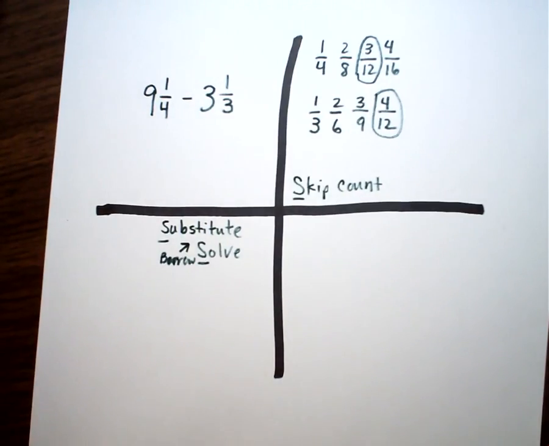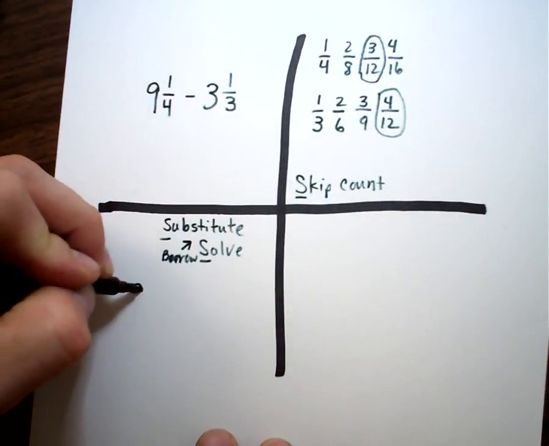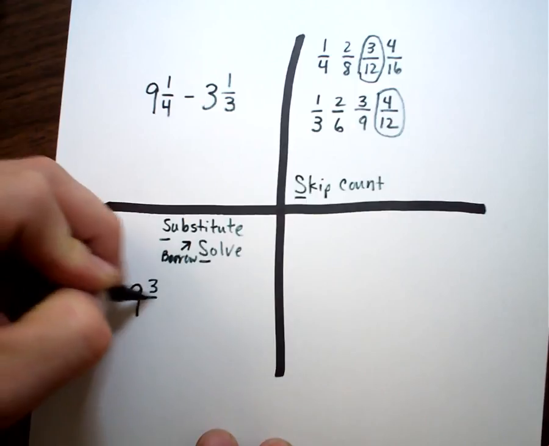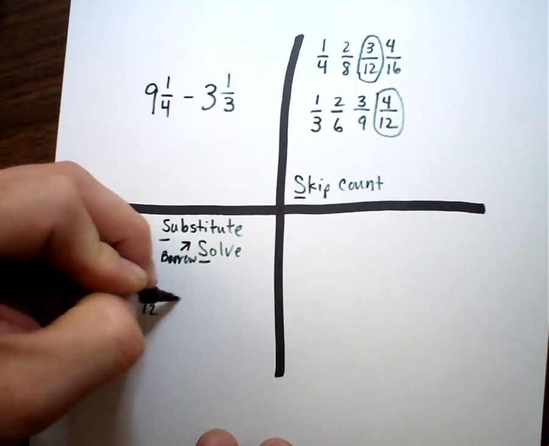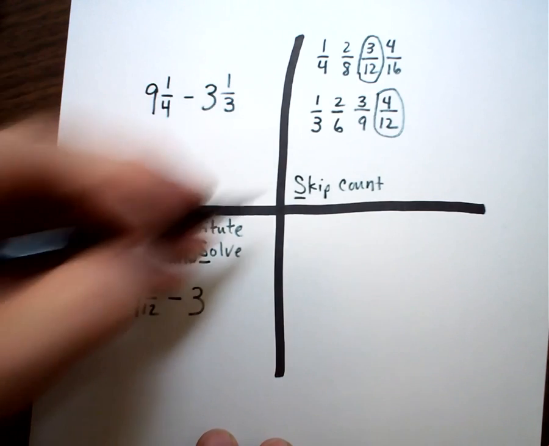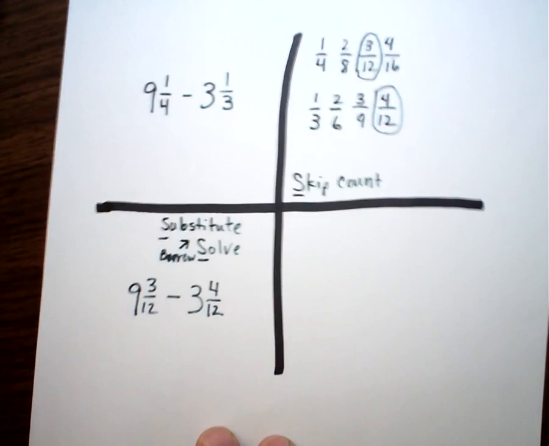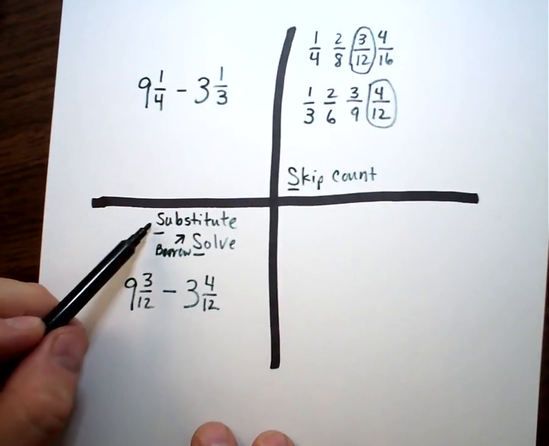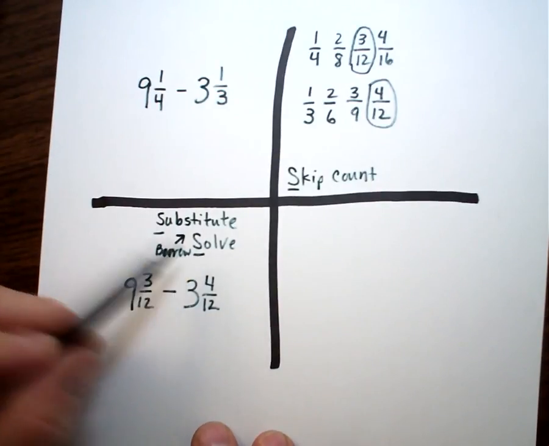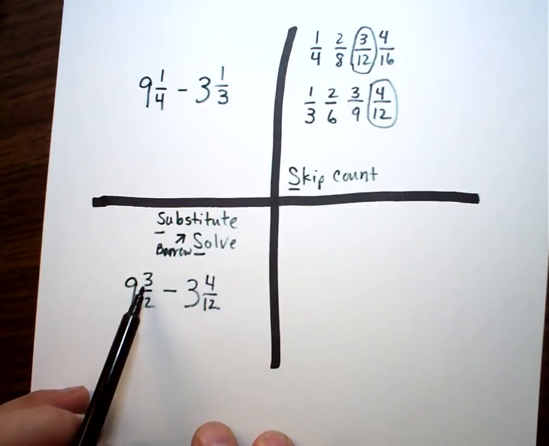So let's substitute those equivalent fractions. We're going to rewrite it with 9 and 3/12 minus 3, and now instead of 1/3, I'm going to write 4/12. You're going to notice something. We've substituted, so we did this S. We can't solve yet because when we subtract these numerators, 4 is bigger than 3, and that would give us a negative number, and that is not going to be helpful.